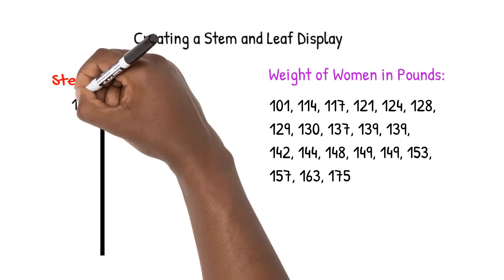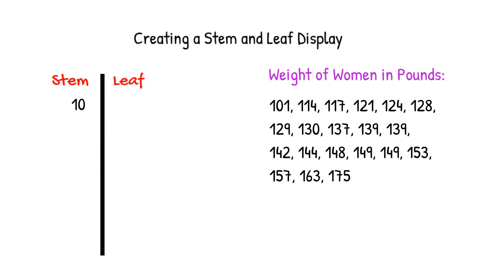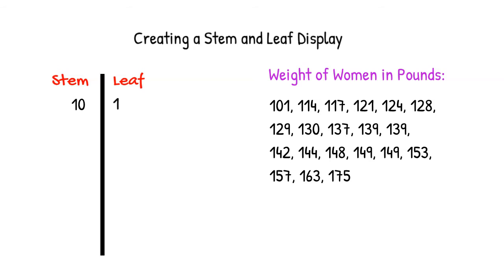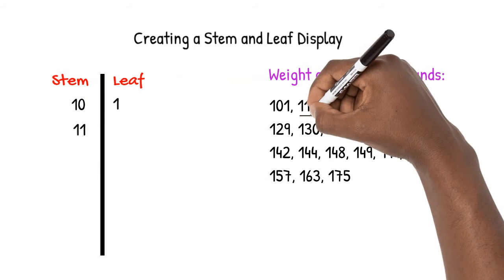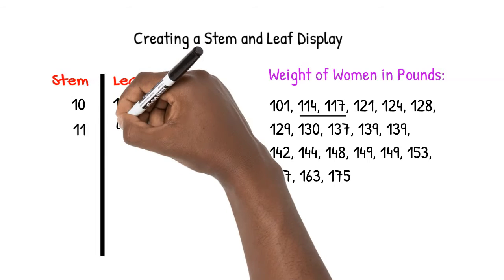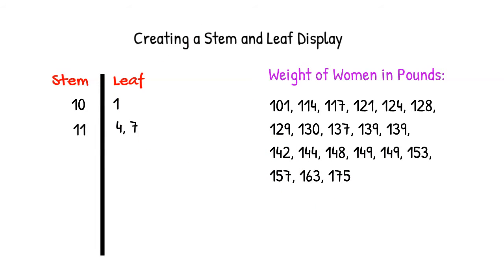Our first stem is 10. One number starts with those digits. Since it ends in 1, we put 1 here. Our next stem is 11. 2 numbers start with those digits. The third digits are 4 and 7 respectively.